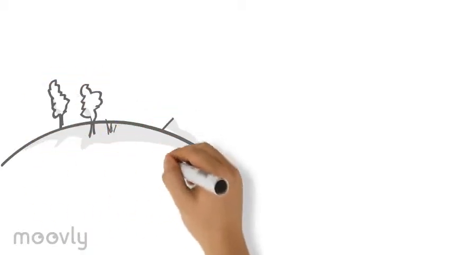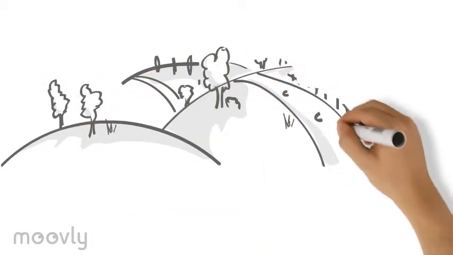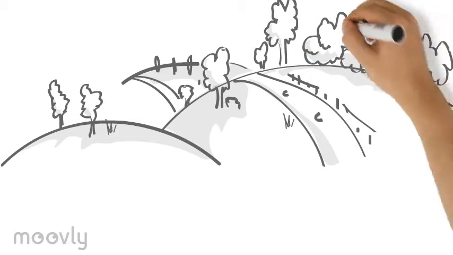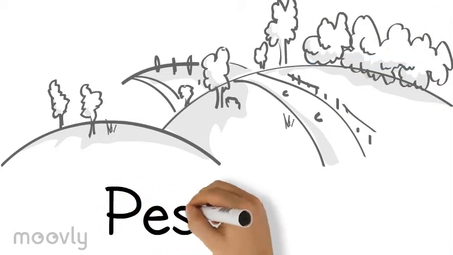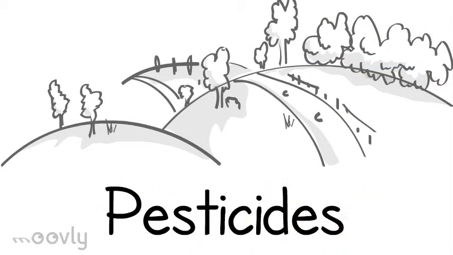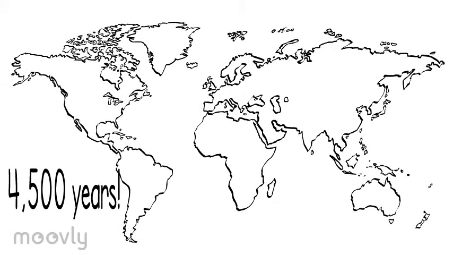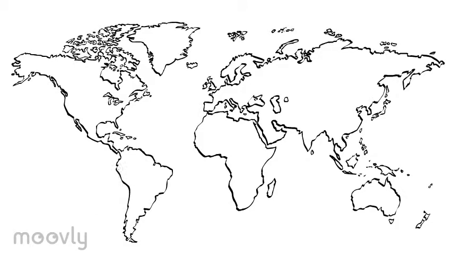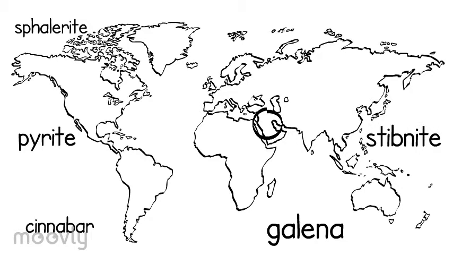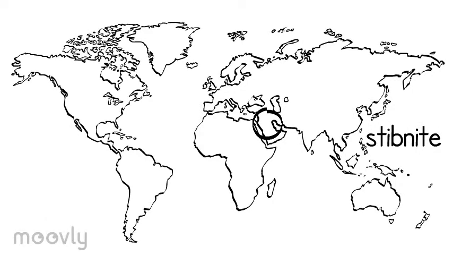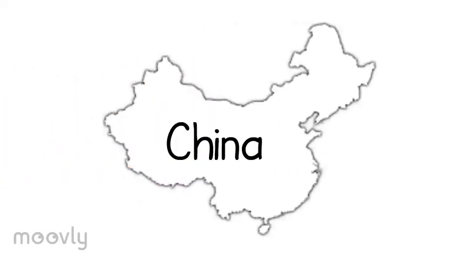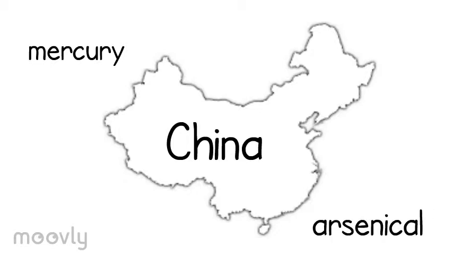Pesticides are defined by the Environmental Protection Agency as a substance or mixture of substances that is intended for preventing, destroying, or repelling pests. For more than 4,500 years, there have been many accounts of organic pesticide use throughout history. The earliest recorded use was with the Sumerians, who used sulfur compounds to control pests, while the Chinese are recorded to have used mercury and arsenical compounds.